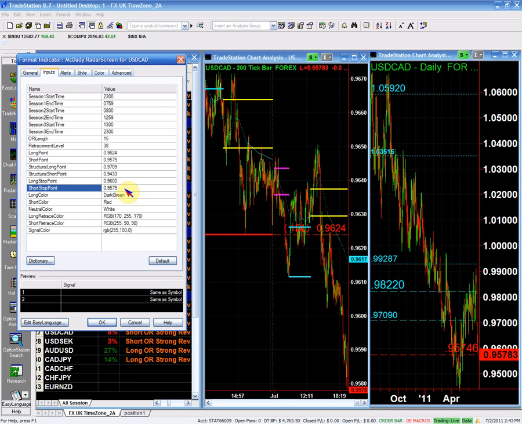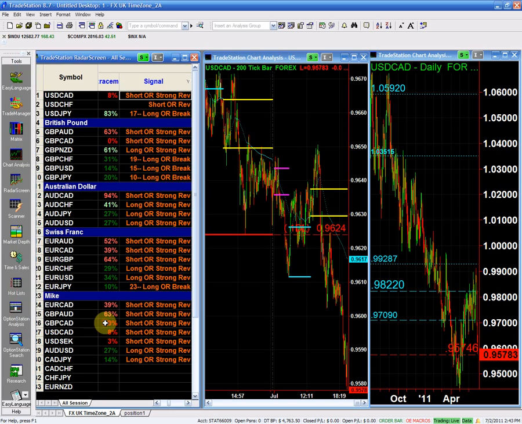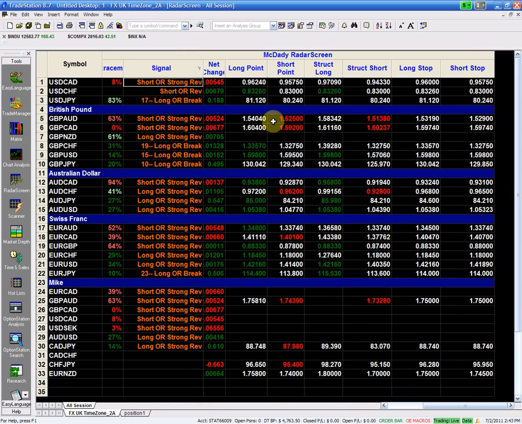You need to see capitulation as soon as it breaks below the low point. If it doesn't, or it comes back above it, this is where you want to think about getting out. And the structure short is the 94.33. Okay, that is the dollar CAD.